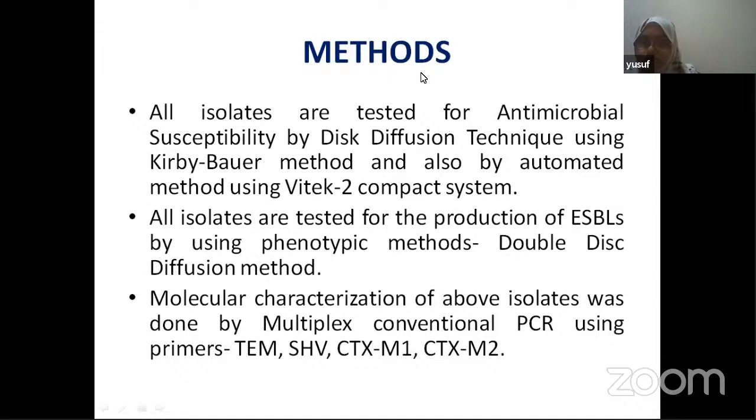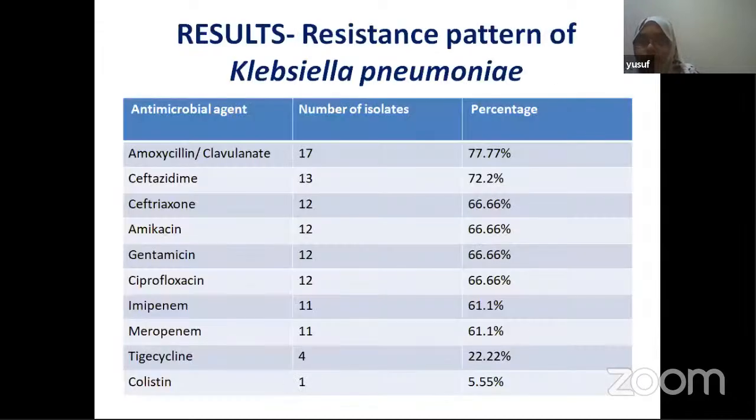I have tested them for antimicrobial susceptibility by the Kirby-Bauer method and also by the Vitek 2 Compact system. I have correlated by both the methods. All these isolates are then tested for the production of ESBL by the double disc diffusion method for confirmation. Then I have categorized them based on their genotype, and it has been done by multiplex conventional PCR using these primers: TEM, SHV, CTX-M1 and 2.